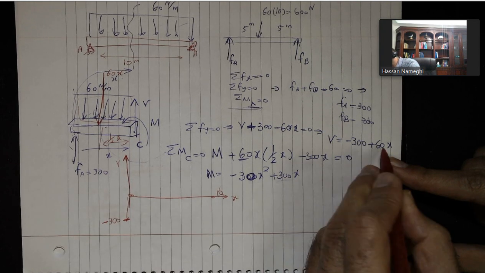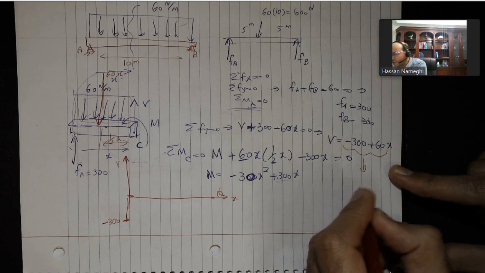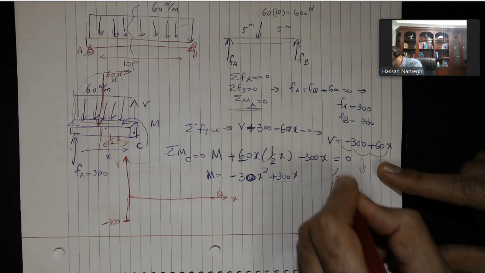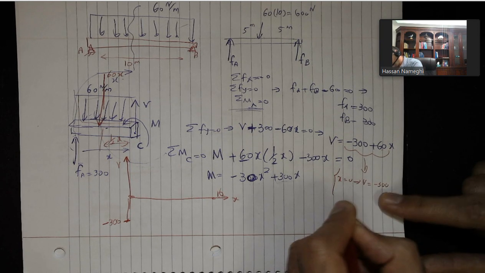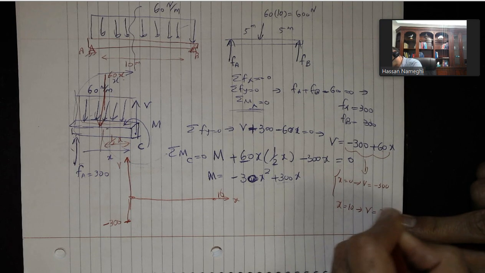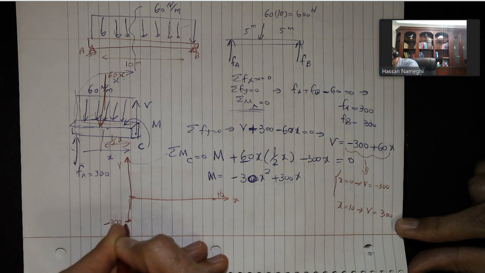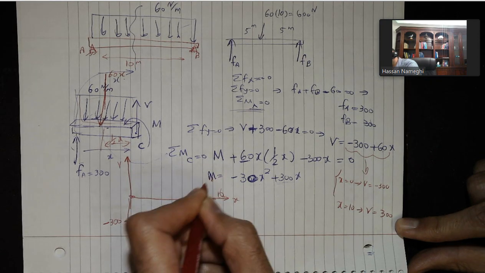And then this is a line, right? You can evaluate it at different locations. First, I put x equal to 0, and I'm going to get V equal to minus 300. Next time I put x equal to 10, I'm going to get V equal to positive 300. So I go from minus 300 to positive 300. It looks like a line.